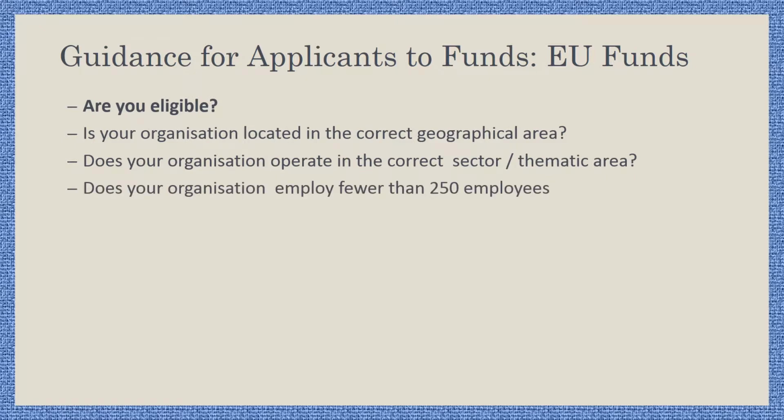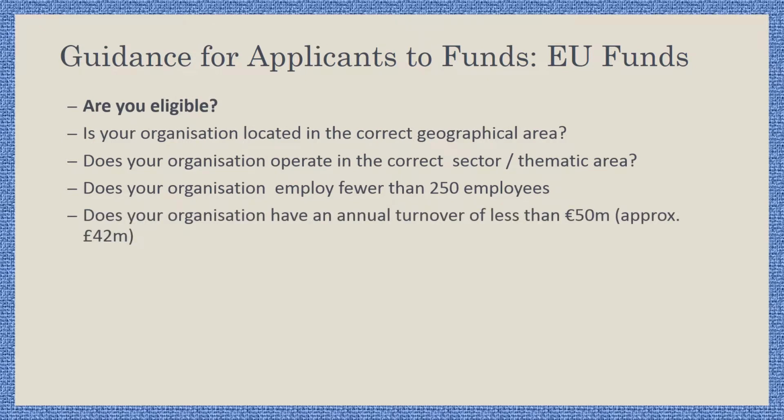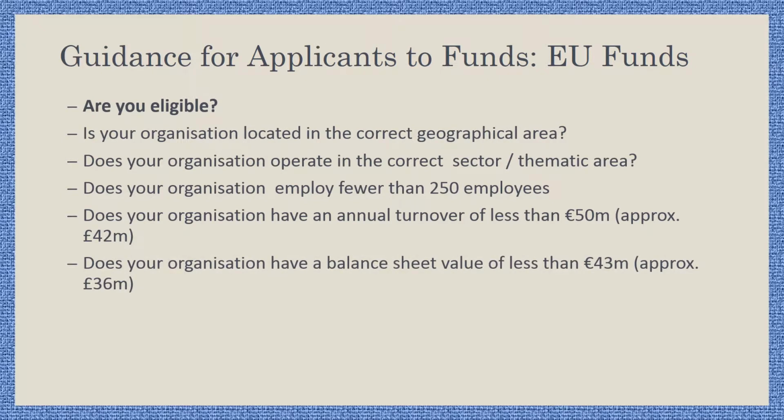Does your organization have less than 250 employees? There are EU funds that work with larger businesses naturally, but nearly all businesses, if you look at the vast majority of number, are in the SME category, which is you have less than 250 employees. Does your organization have an annual turnover of less than 50 million euros, approximately 42 million pounds, which would be nice. Equally, you need to understand if your organization has balance sheet values of less than 43 million euros.